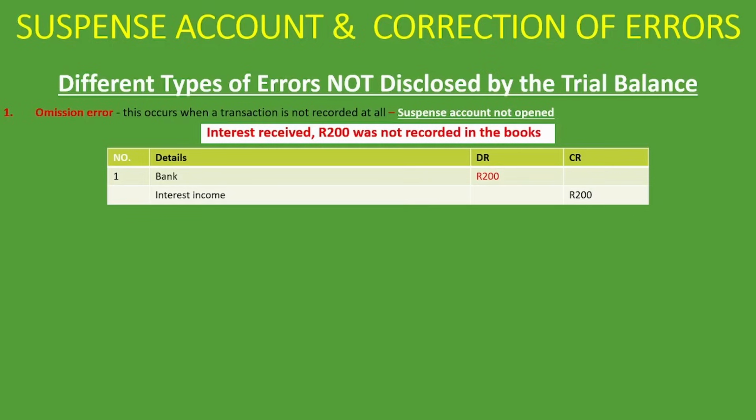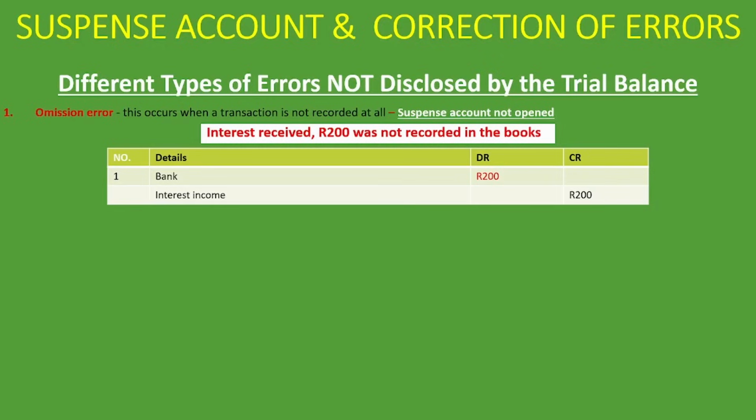All right, the first type of error, omission error or complete omission error. All right, this is when you have not recorded the transaction at all. You can see here we did not open the suspense account. All right, if we did open it, you'd either see it on the debit side or on the credit side, but we don't have the suspense account as one of the accounts. We have bank and interest income. All right, that is why you need to remember omission errors, or when you have complete omission, when you do not record the transaction at all, you don't open the suspense account. I hope that was clear enough.